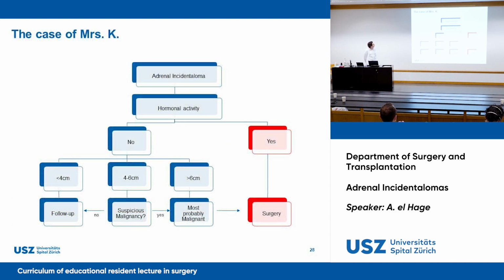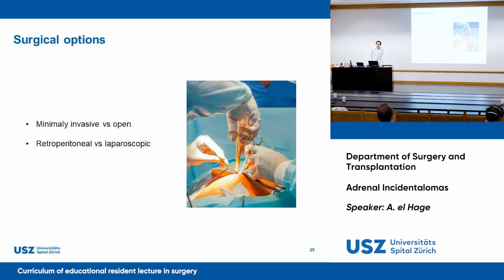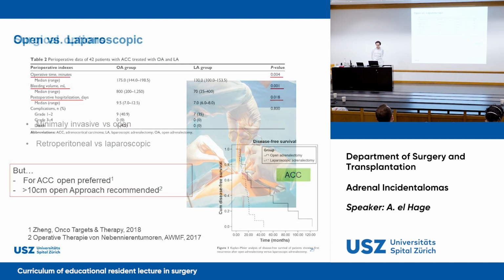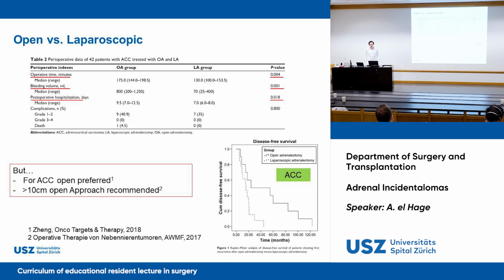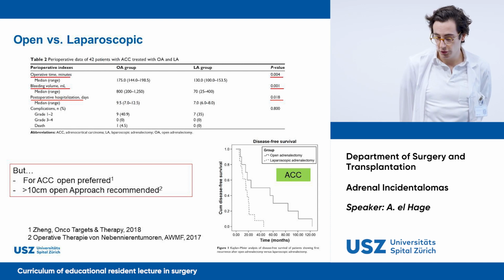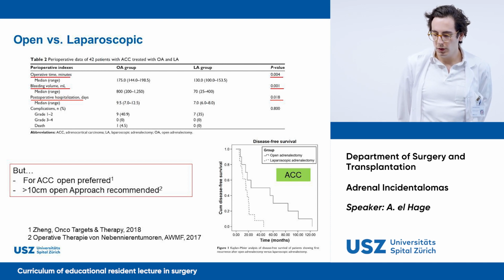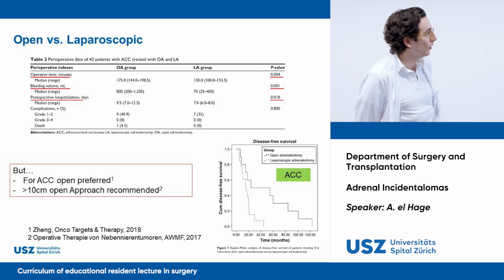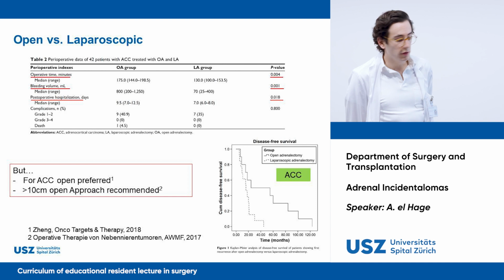Now, let's go back. This patient has hormonal activity, so she clearly has an indication for surgery. This leads me to the surgical options. The laparoscopic approach is the gold standard because you have less operative time, less bleeding, and the hospital length of stay is shorter. But the open approach still has its place, particularly in adrenocortical carcinoma and tumors that are bigger than 10 centimeters. You might wonder why.